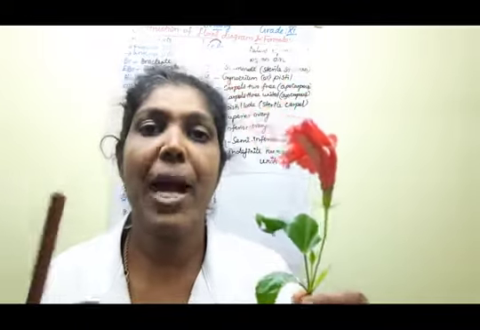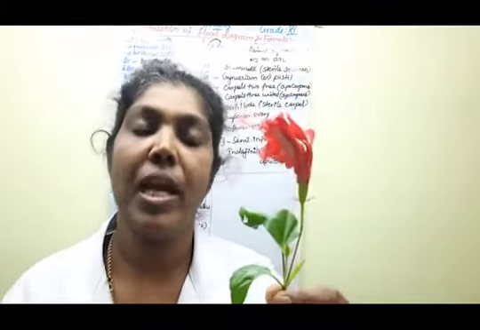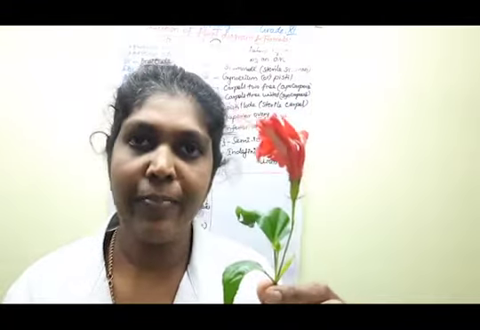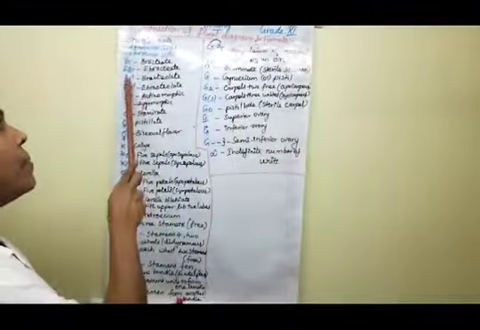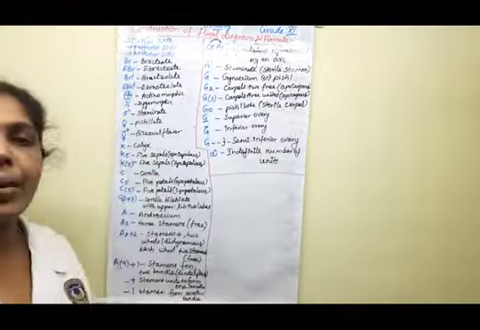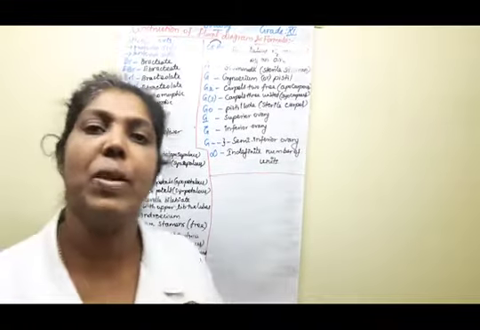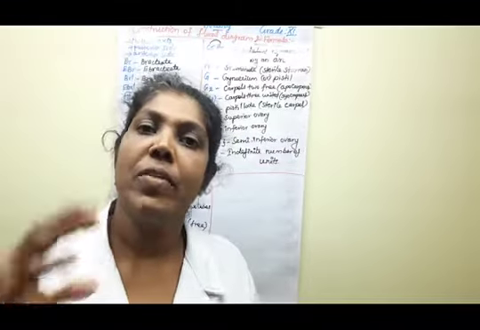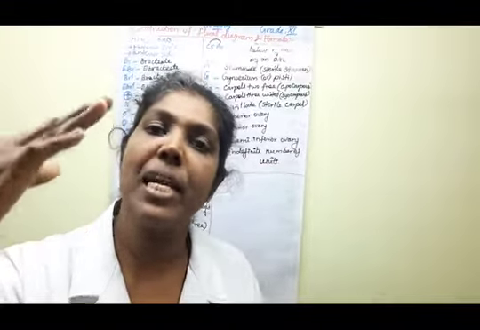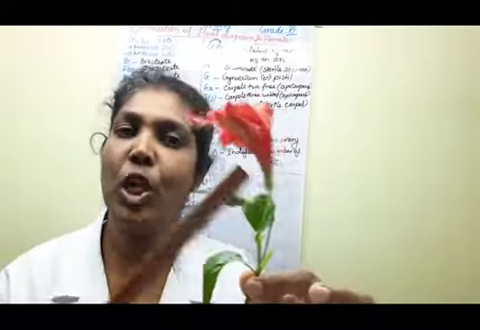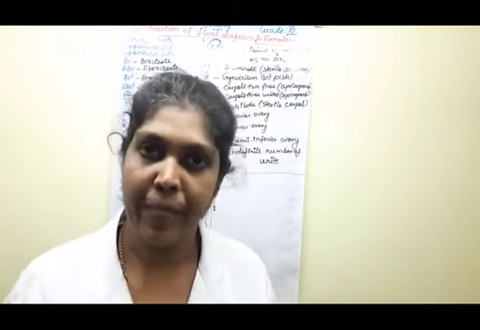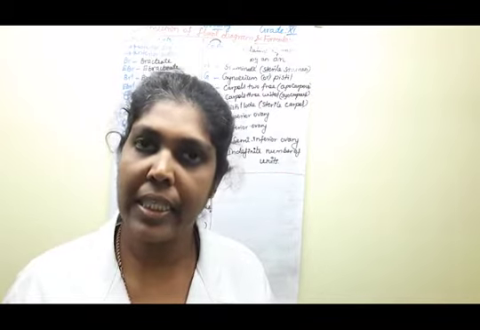Understood? If the bracteole is present in the flower, you have to write Brl. Clear? The bracteole is present, so you write Brl. Suppose the bracteoles are absent, then you have to write Ebrl. Understood, children? Say yes or no.